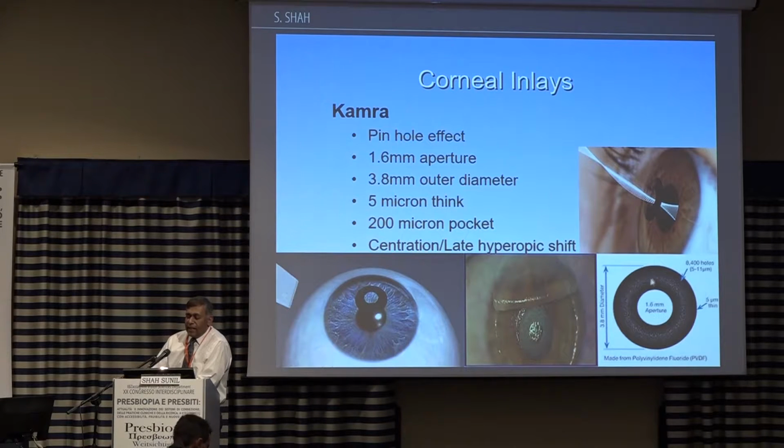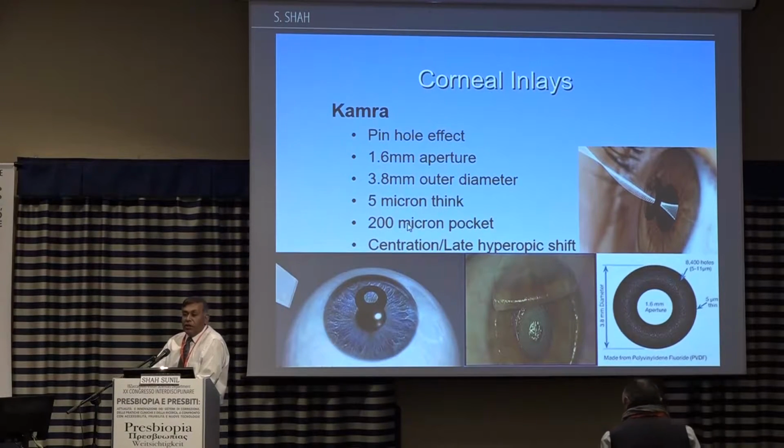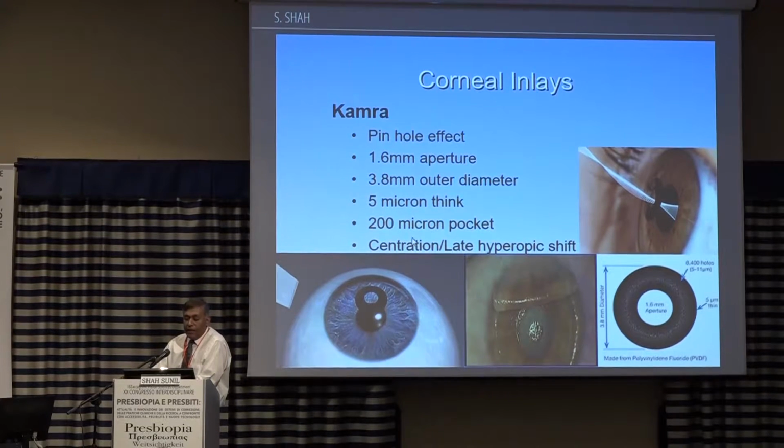The device has a 1.6 millimeter aperture, and it's 3.8 millimeters in total. So you can see the device there, and on the cornea itself there. So it's quite a small device. You put it in, it's only 5 microns thick. But you put it into a pocket created by a femtosecond laser, which is 200 microns deep.